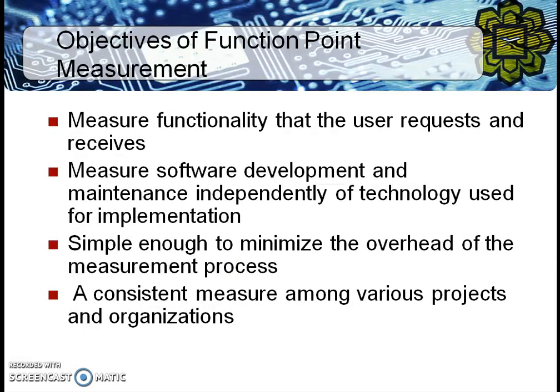So the objectives of function point measurement are, the first one, to measure functionality that the user requests and receives. Second, to measure software development and maintenance independently of the technology used for implementation. And it is simple enough to minimize the overhead of the measurement process. That means you don't need too many people or too many resources in order to calculate the measurement. And finally, a consistent measure among various projects and organizations. That means because it is not dependent on the programming or implementation, it can be used for various projects.